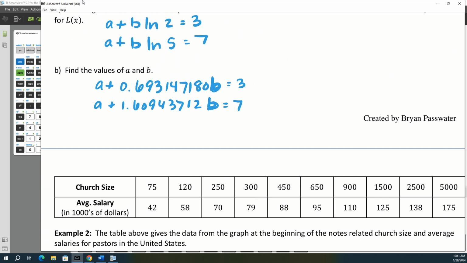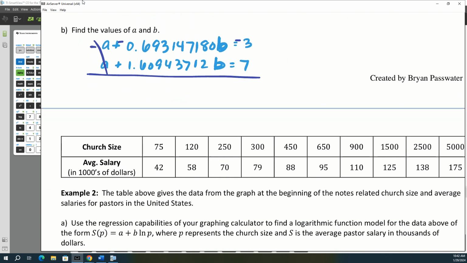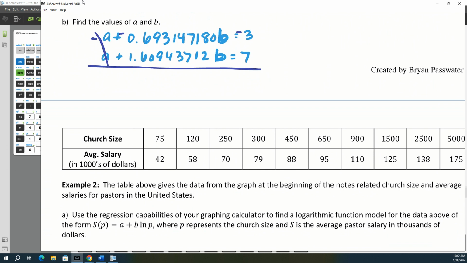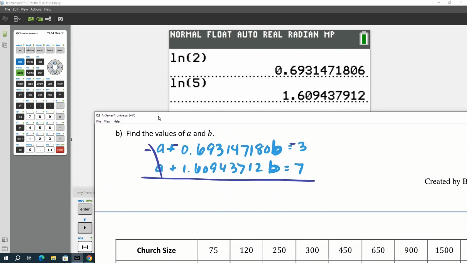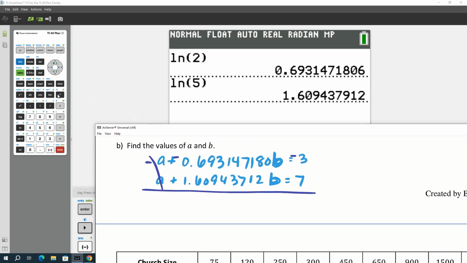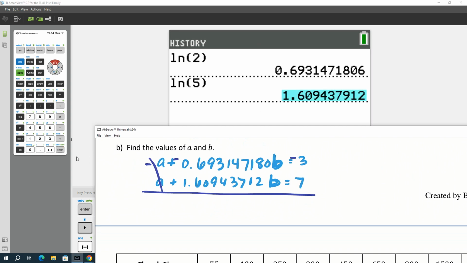So what I'm going to do, trying to save us some negative issues, is multiply through by a negative on the top one. And then I'm going to add these 2. So the A's are canceled out, which is good. And then for the B's, their coefficients, we're basically going to subtract them. Now they're already in our calculator, so we don't have to retype all those decimals. What we can just go up and do is highlight the 1.61, and then subtract the other one from it. So just go up and pick it.